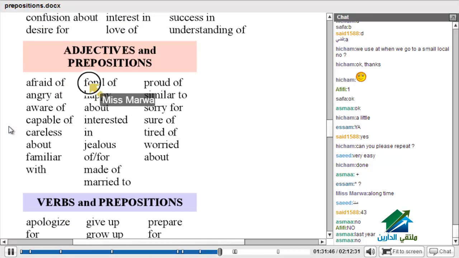Afraid of, fond of, proud of, similar to, happy about, angry at, aware of, capable of, careless about, familiar with, jealous of and jealous for. What is the difference between jealous of and jealous for? Can you tell me? What is the difference between jealous of and jealous for?